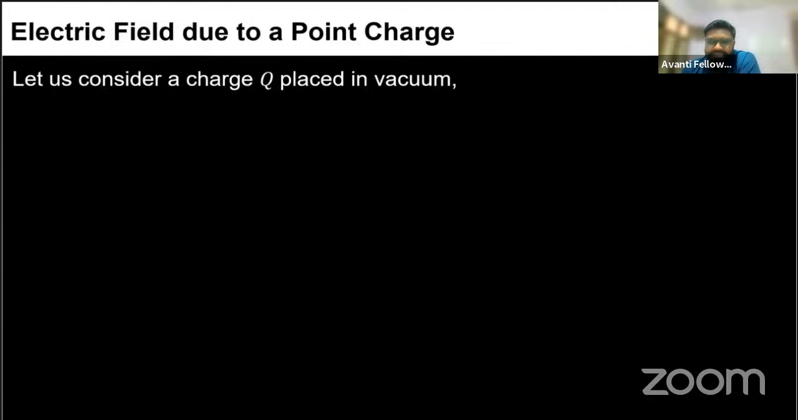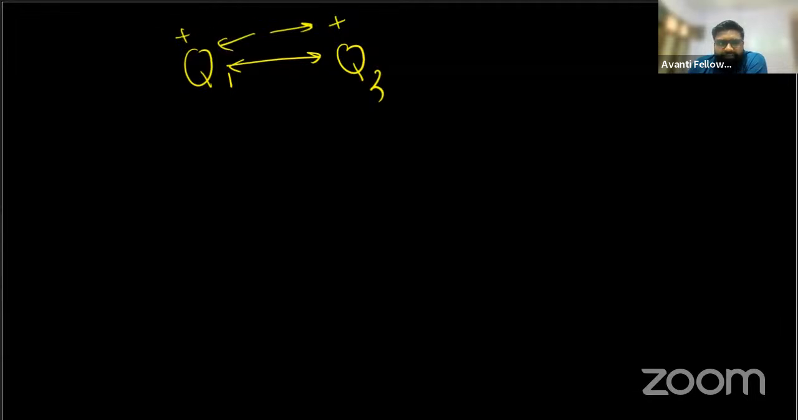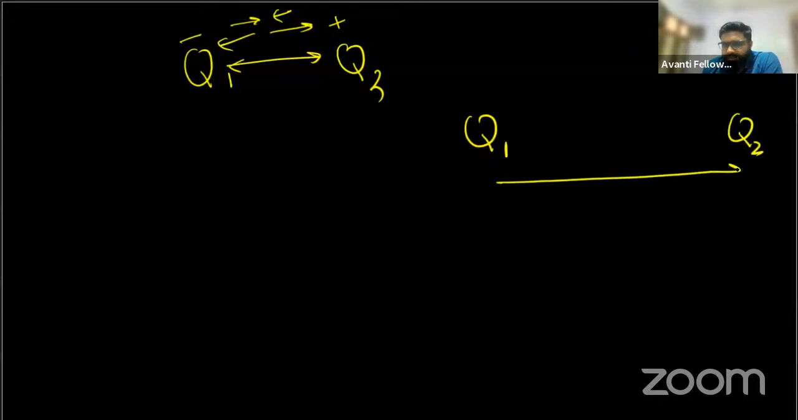We have studied yesterday that if there are two charges in a system, Q1 and Q2, there must be a force of attraction or repulsion between them based on the types of charge. If the charges are positive and positive, they will feel a repulsive force. If the charges are positive and negative, they will feel an attractive force. But what if here is the charge Q1, here is the charge Q2, and there is a lot of separation R between them?